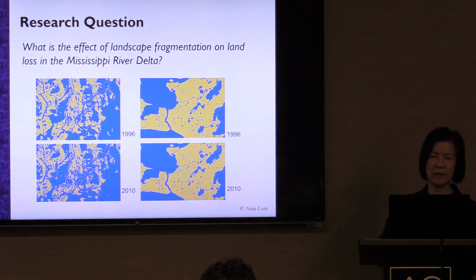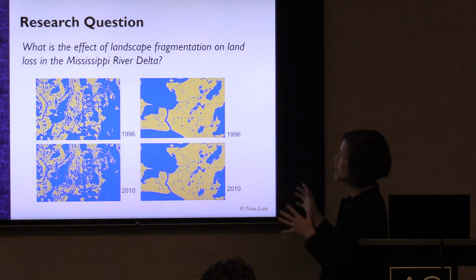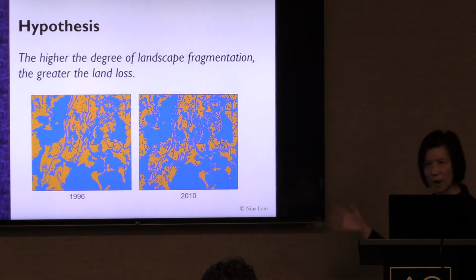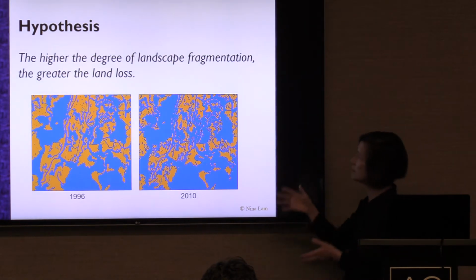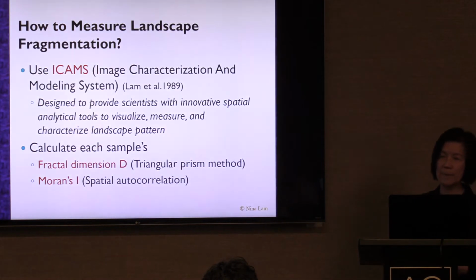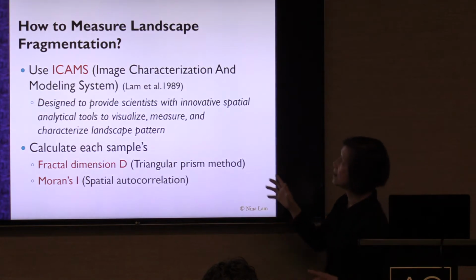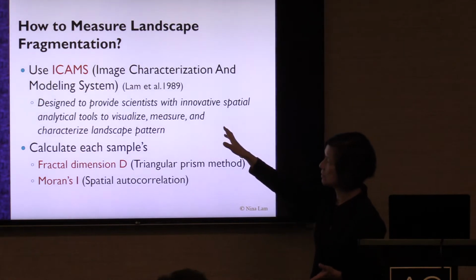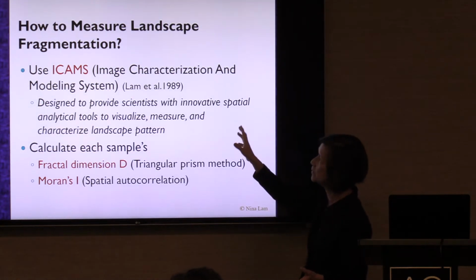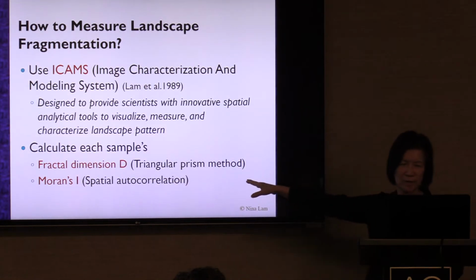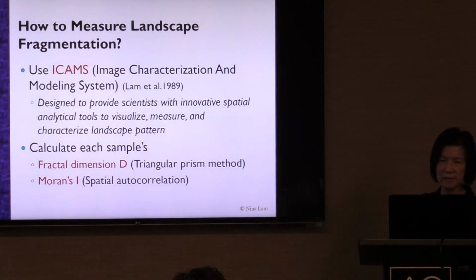I'm going to skip a little bit here. The research question that I have is, what is the effect of landscape fragmentation on land loss in the Mississippi River Delta? And the hypothesis is simple: the higher the degree of landscape fragmentation, the greater the land loss. But here comes the issue of how to measure landscape fragmentation. For this study, I used the software ICAMS, which a number of people developed, and it has modules for calculating fractal dimension, Moran's I, and other indices.